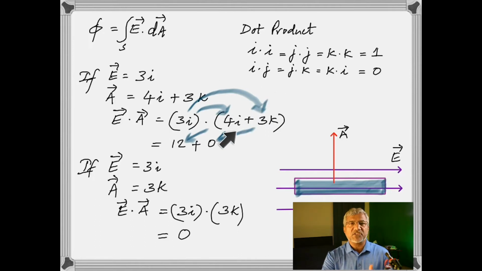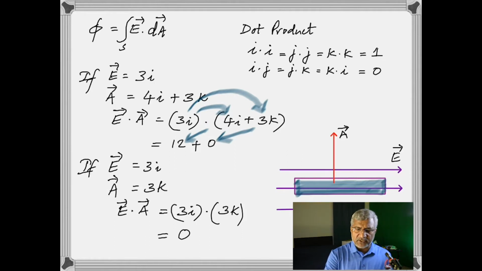Okay, so in this case, you get 12 units. You can see that dot product is a scalar. It has no direction. So electric flux is a scalar. Although electric field E and area both are vectors, electric flux itself is a scalar.